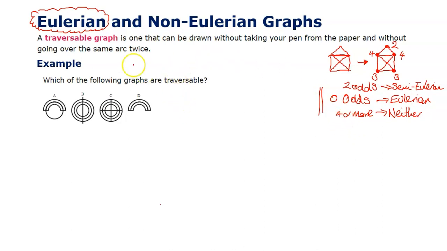So if I just look here, this is a 2, and presumably therefore this is a 2, a 2, a 2. So I don't need to worry about any of those. Now what's this one? 1, 2, 3, 4. That's a 4. And that's a 4 there as well. So I think there are no odds. So I think A can be traversed.